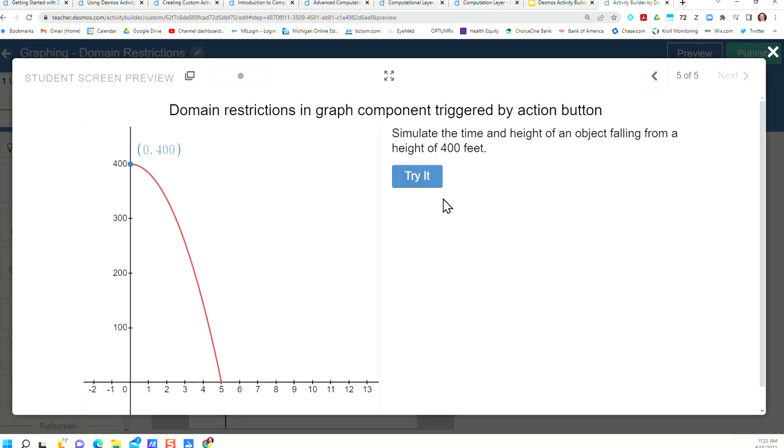So previewing again, right now A is not defined because the button has not been pressed. Once I press the button, A starts counting from 0, and you can see the values here of A, until it gets to 5, and then it stops right there.